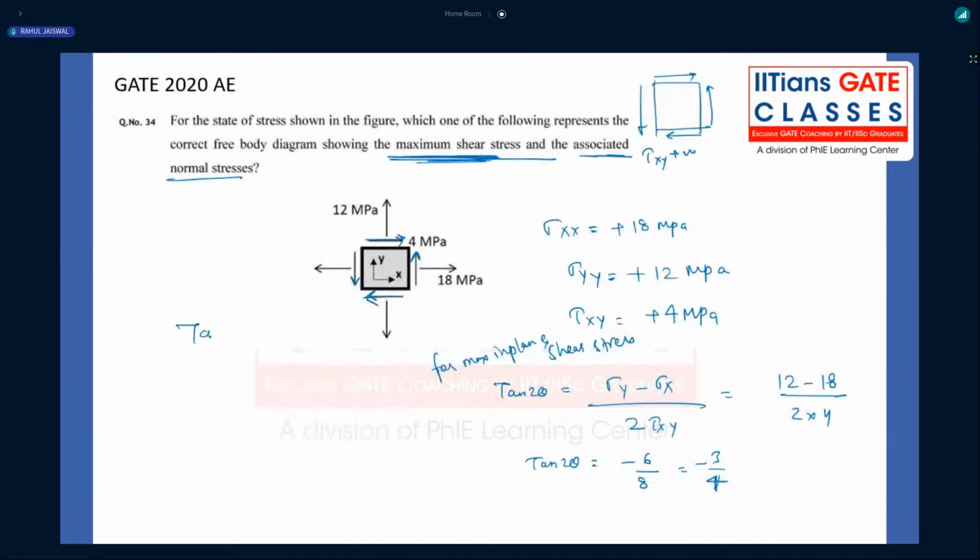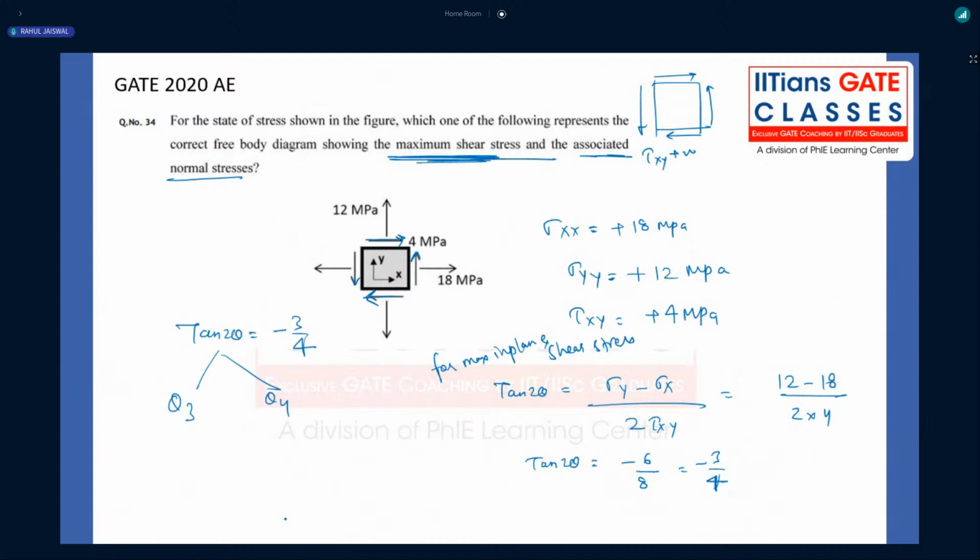From here, you got tan 2 theta as minus 3 by 4. You will be getting theta 3 and theta 4. Tell me the values. What will be the theta 3 value? Tell me, guys. What about the theta 3?